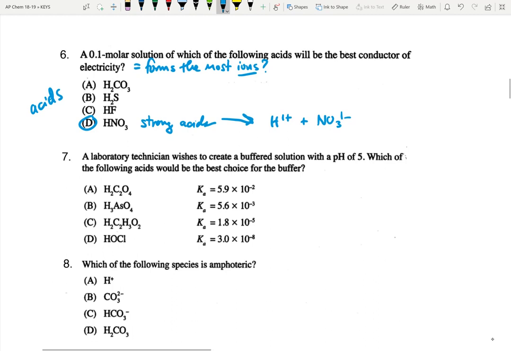All things being equal with their molarity, then it comes down to their character and which of those is most soluble or has the greatest solubility. In that case, we're looking for the strong acid.